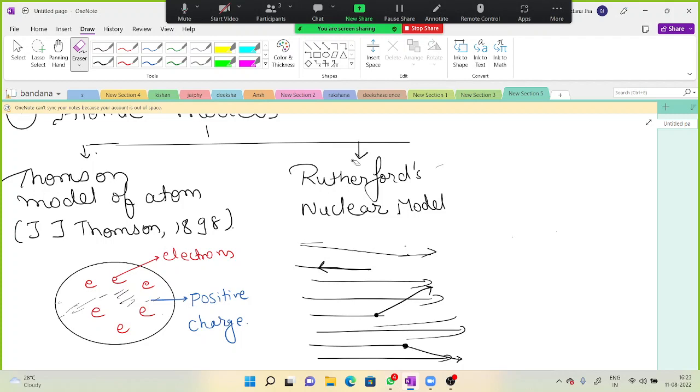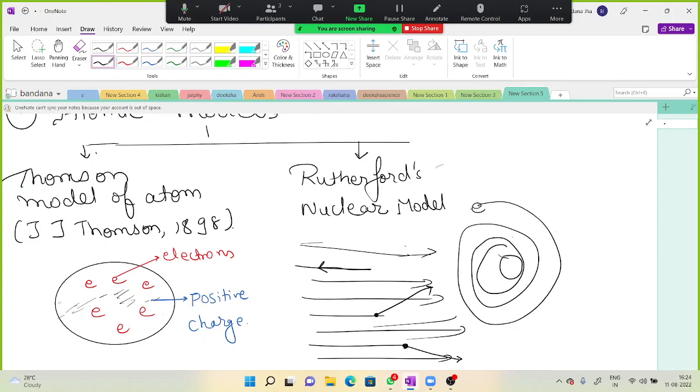The drawback was that, first understand, according to his model, the positive charges and most of the mass of the atom are concentrated at the center. That is, he proposed the nucleus, which is true. But he also said that the nucleus is surrounded by electrons which are moving around the nucleus, and he said that this is the orbit.